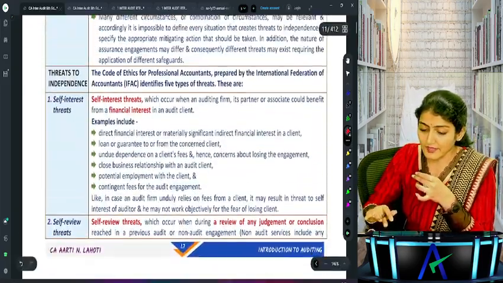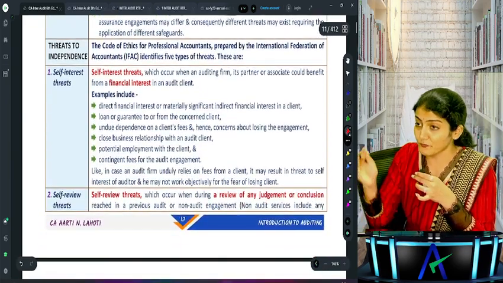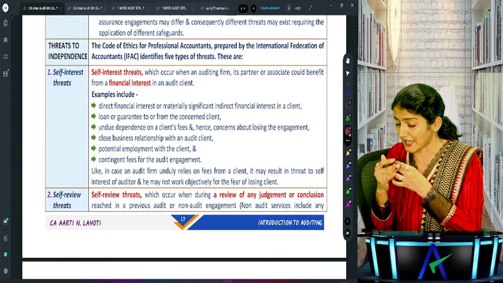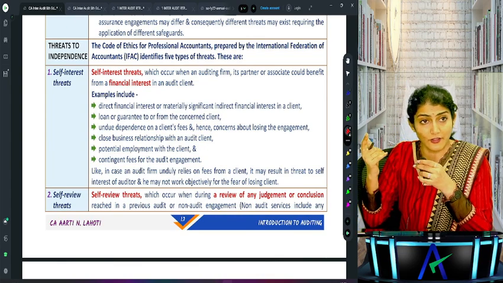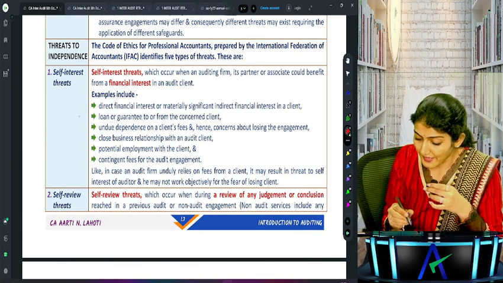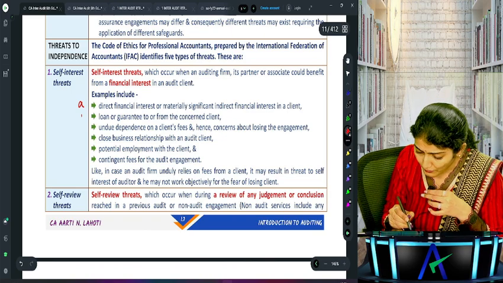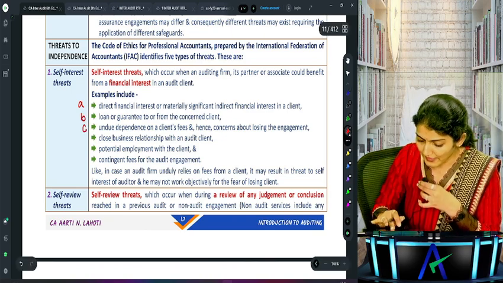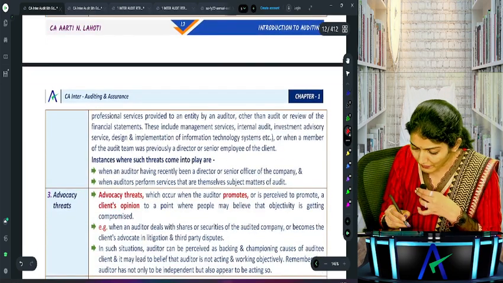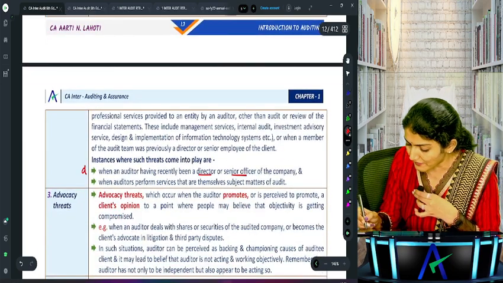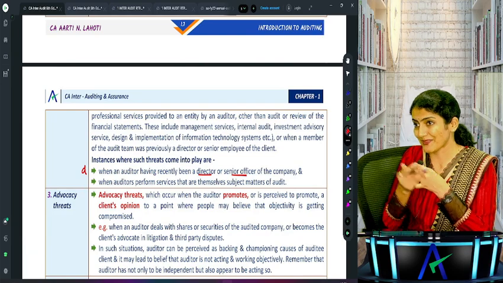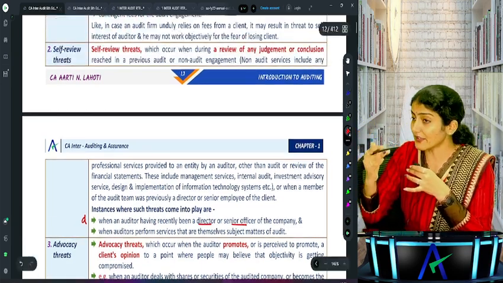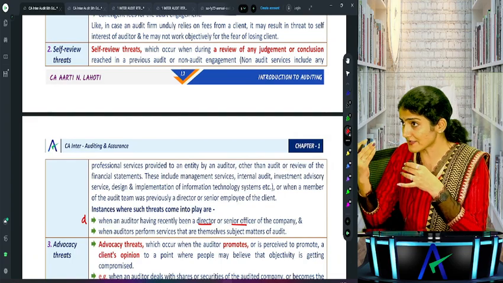Okay, I see the AI style of asking questions. Which of the following is not a self-interest threat? In MCQ variety: direct financial interest, loan or guarantee to or from a concerned client, undue dependence on the client fee, and then they will say when the auditor has recently been a director or a senior officer of the company. So which of the following is not a self-interest threat? We have the D option over there. Are you understanding that?